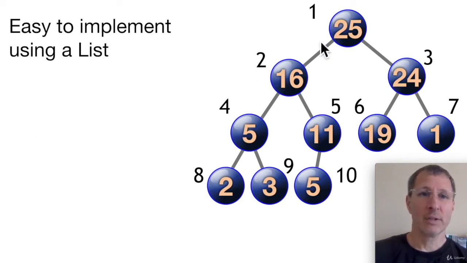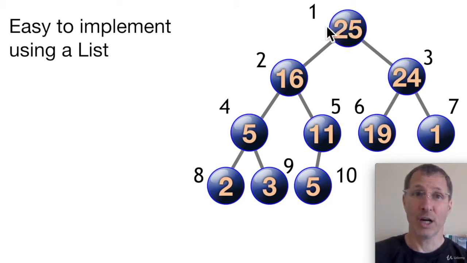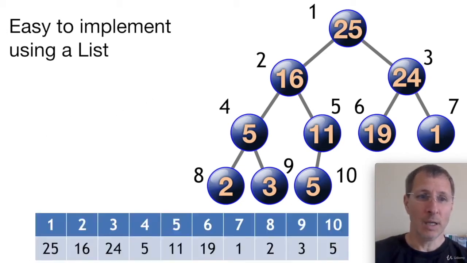So you can see that using a list, we have a list index that corresponds to each node, starting with 1 at the top, and then 2, 3 across, 4, 5, 6, 7 across on the next tier, and then on the next tier, 8, 9, 10. So it's a pretty easy indexing system that corresponds to these nodes on the tree. And then when you look at our list, how we put the items into the list, well look, 25 is at index 1, and then 16, and then 24.